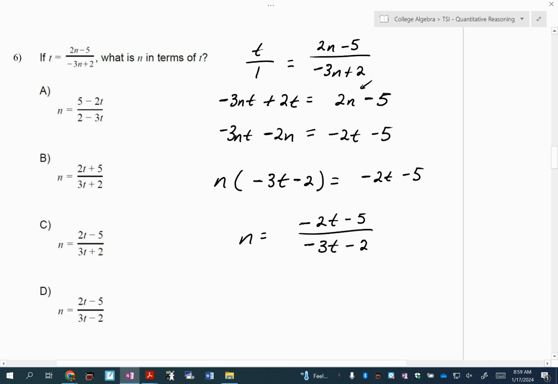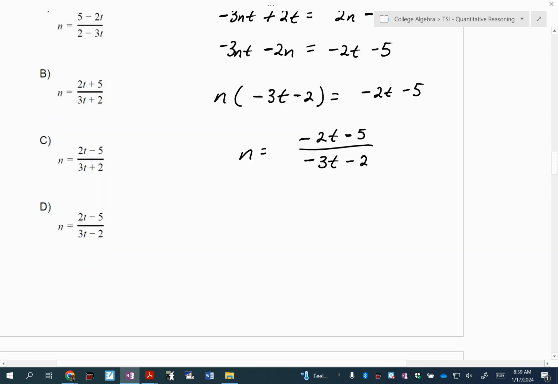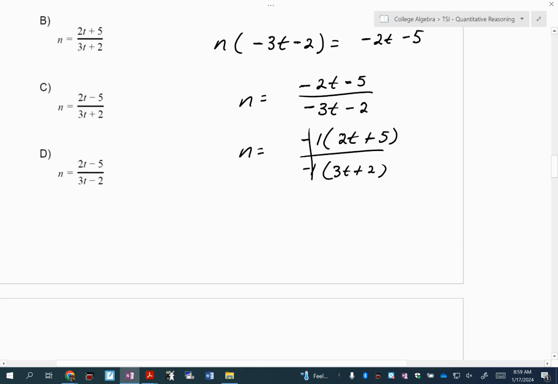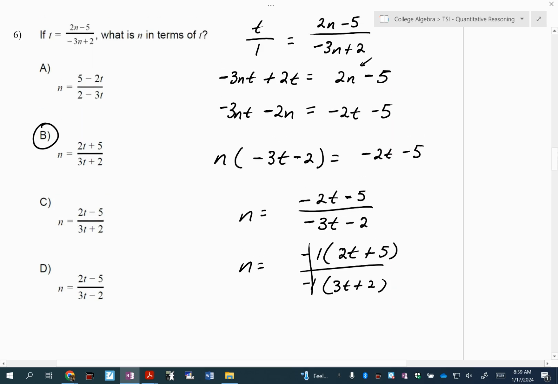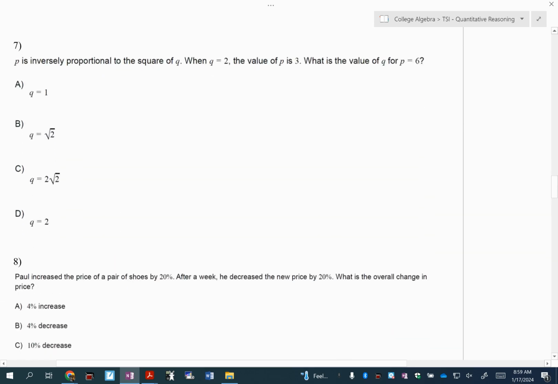The reason if you started looking at your answer choices, you don't see it, is because you can actually factor out a negative 1 in both the top and the bottom. And if you cross out those negative 1s, you're left with 2t plus 5 over 3t plus 2, which is b. All right, so that's it for 6. Let's go to number 7.